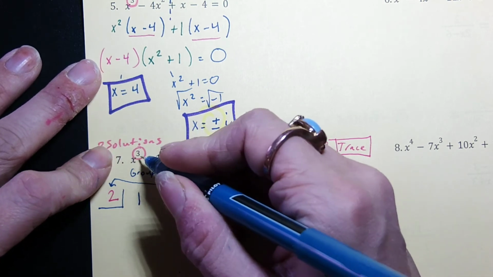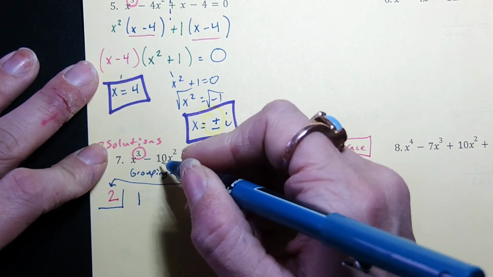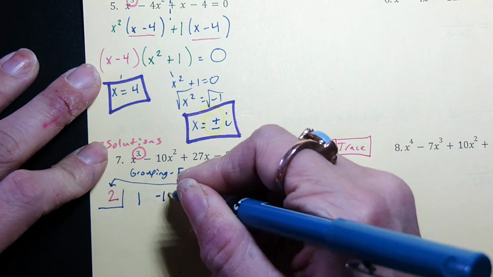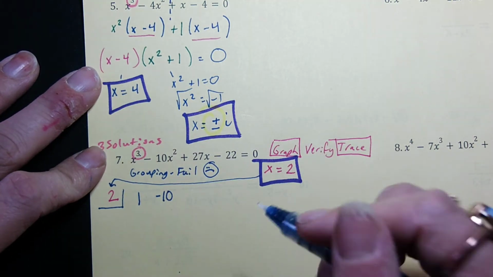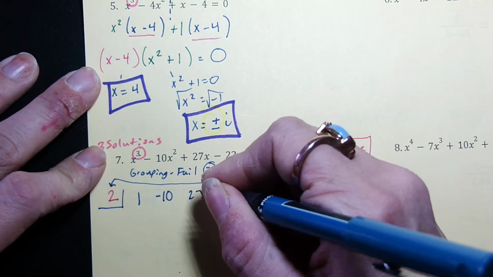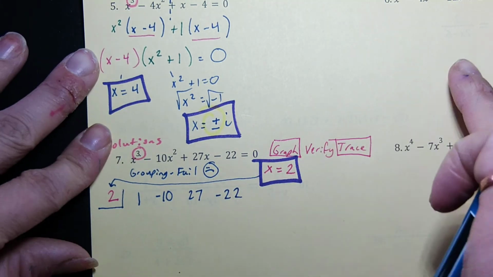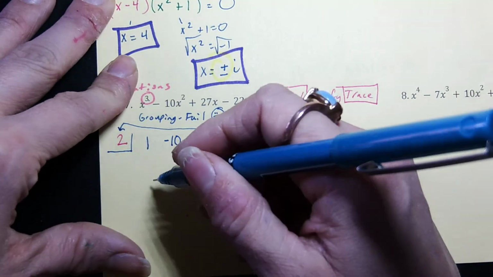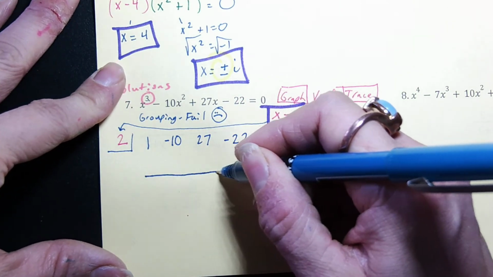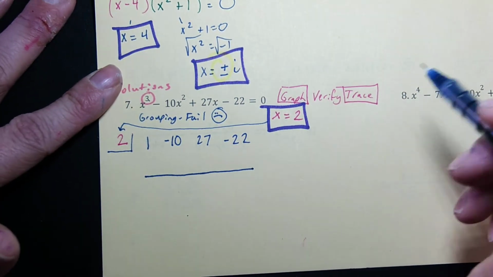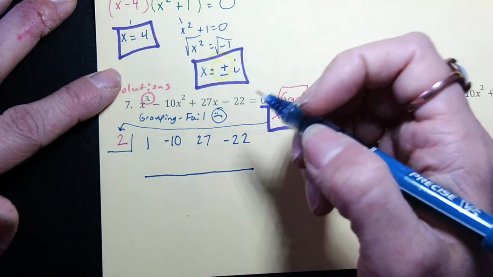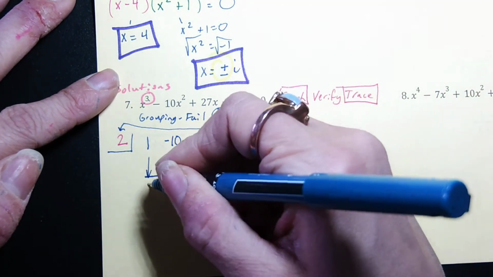We've got 1 for x cubed. We've got a coefficient of negative 10 for x squared. Then we've got a coefficient of 27 for x. And then negative 22 for our constant. Sweet, no placeholders necessary. Leave enough room for a second row of numbers and draw a line. Does anyone remember what we do first? Yeah, you bring down the 1.